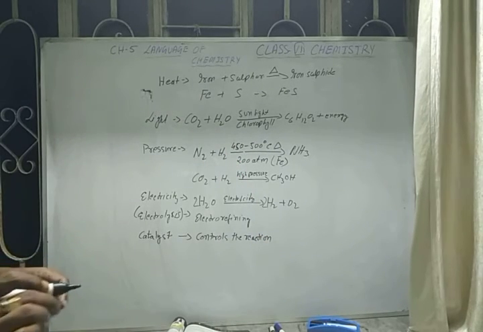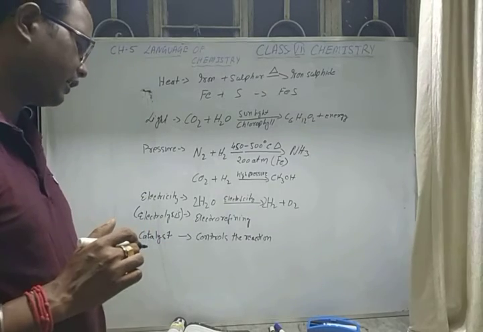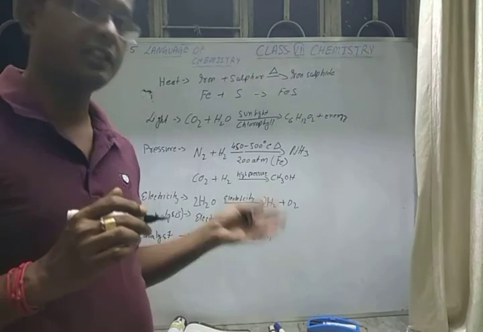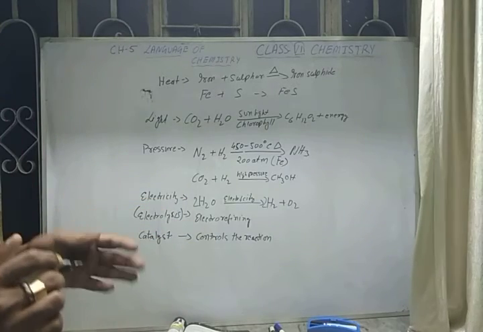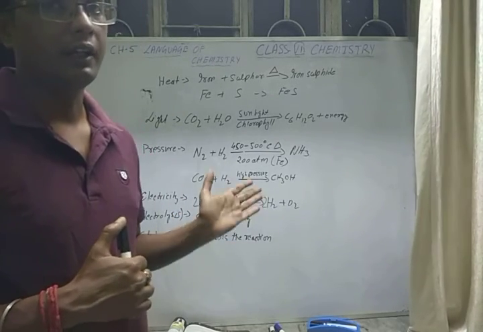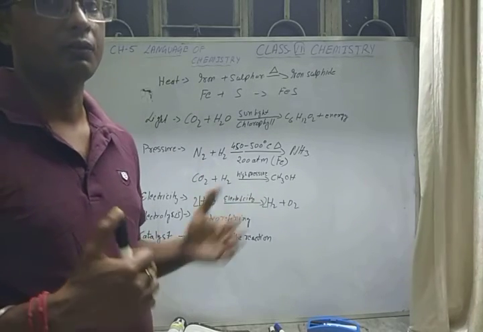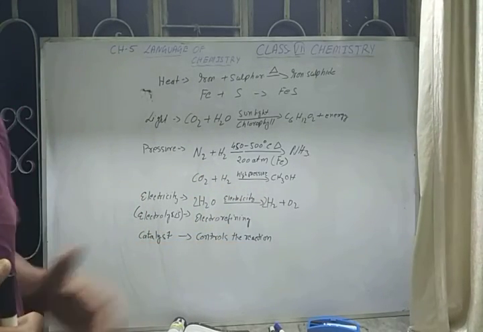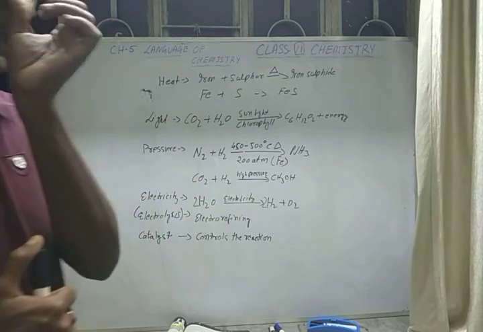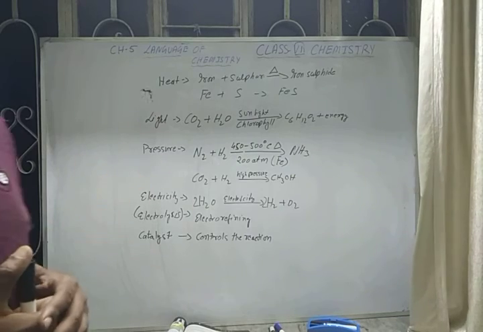Either they will speed up the reaction or they can also slow it down. The catalysts that speed up the reaction are called positive catalysts, and the catalysts which slow down the reaction are called negative catalysts. You will study more about catalysts in your next class, class 8. You will see so many examples of how these catalysts act during a chemical reaction.